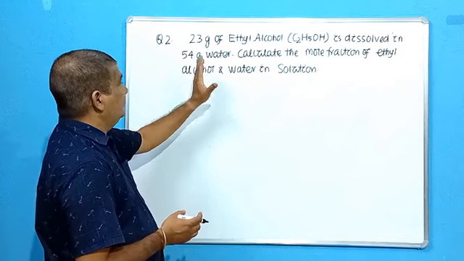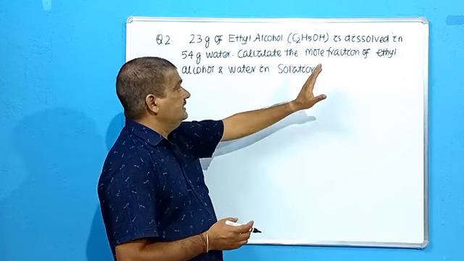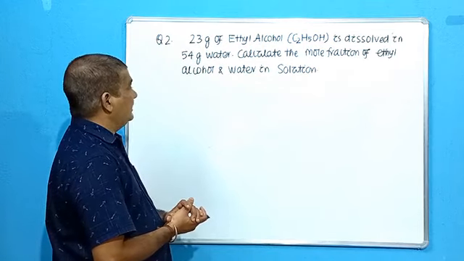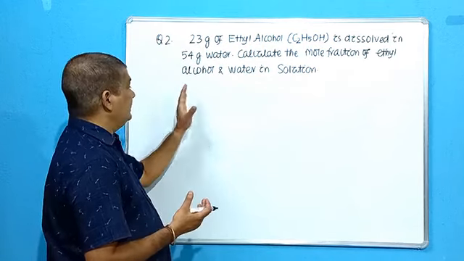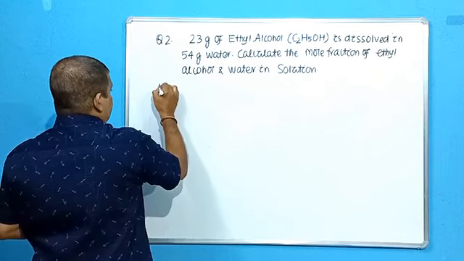So what is the question? Now 23 gram of ethyl alcohol, that is C2H5OH, is dissolved in 54 gram of water. Calculate the mole fraction of both the components, that means ethyl alcohol and water in the solution. Okay. So let us solve it. Answer.